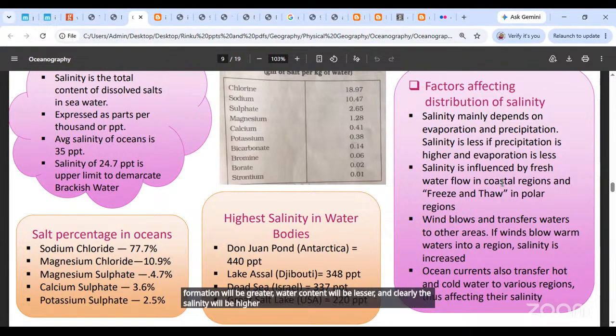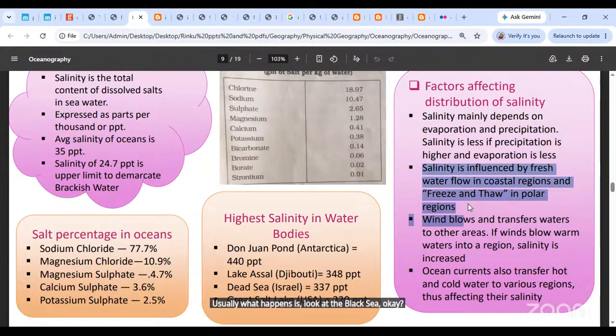The salinity is influenced by the fresh water flow in coastal regions and freeze and thaw in polar regions. This is also an important thing. Look at the Black Sea. Multiple rivers come in and drop inside, and that is where they end. The Black Sea will receive influx from multiple rivers, and all those rivers are bringing in fresh water. So all that fresh water is added to the Black Sea. So obviously the salinity of the Black Sea will remain a little lower.